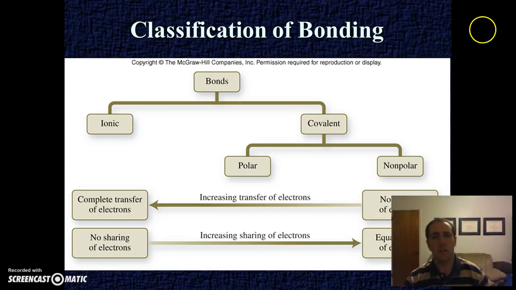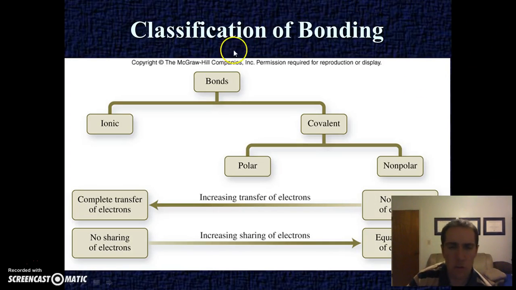So if you want to classify our bonding, you can use this flowchart. Is it ionic? Is it covalent? If it's covalent, is it polar or nonpolar? Let's go back up. Look at your compound. Is there a metal? If there's a metal, it's ionic. If there's no metal, it's all nonmetals, it's covalent.